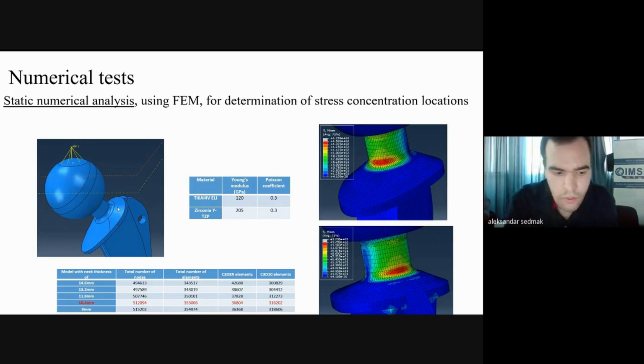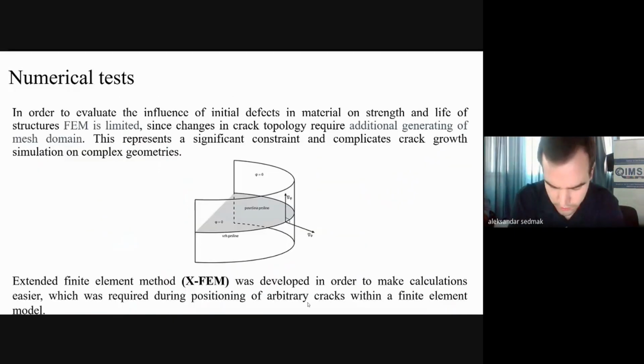stress states. So for the FEM analysis, we used linear elasticity for material. So for that type of analysis, we only need Young's modulus and Poisson coefficient for a particular material. On the slide, on the table below, you see the total number of nodes and elements and which type of element we used for the analysis.